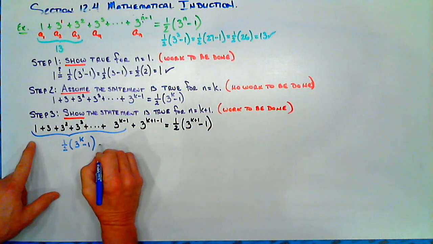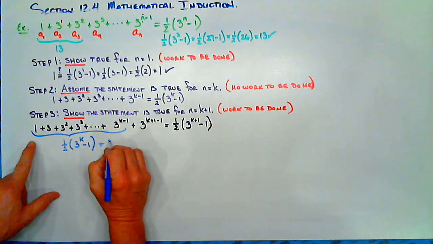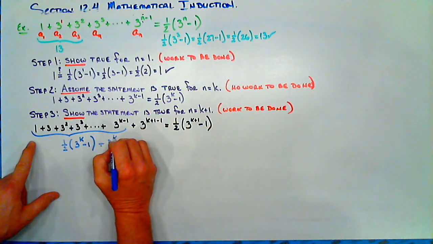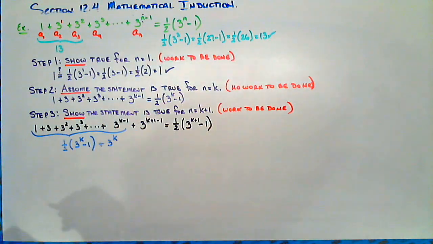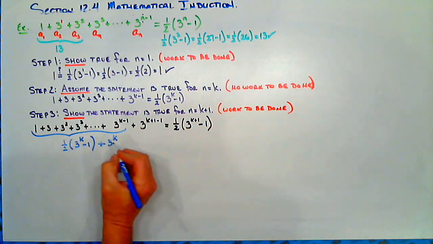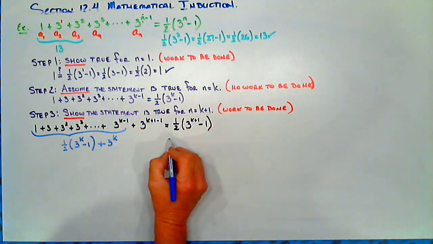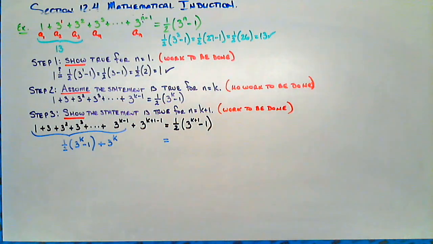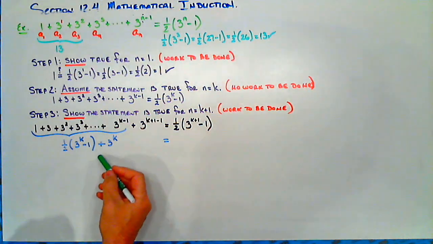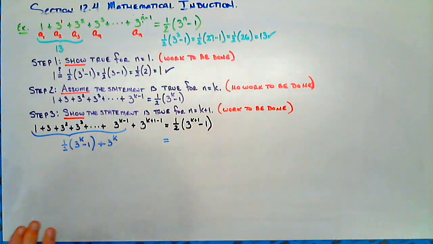Now what do we have right here? We have plus 3 to the k. I'm going to simplify that. k plus 1 minus 1 is just 3 to the k. So we have plus 3 to the k. Now, supposedly, that's going to equal the same thing we have over here. That's what we're hoping. So our job here is to show that the left-hand side, I'm going to change pen colors because that blue pen is dying, is equal to the right-hand side.